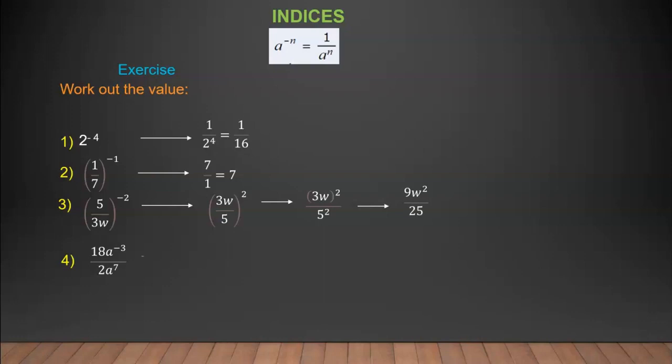For the last question, only a is raised to the negative 3 power. So you're going to simplify the 18 and 2. 18 divided by 2 will give you 9. And for a, you subtract the powers because it's division. Negative 3 minus 7 will give you negative 10. It can also be written down as 9 over a to the positive 10.